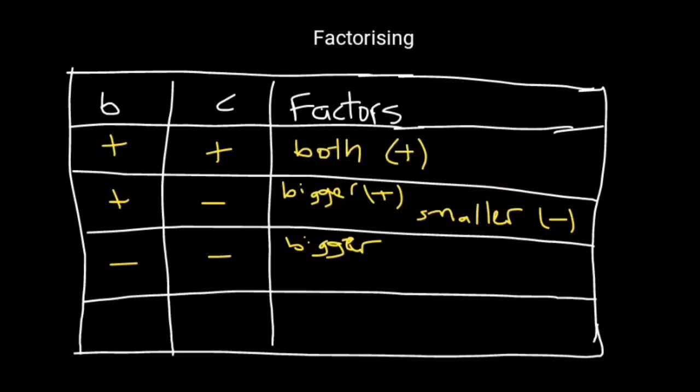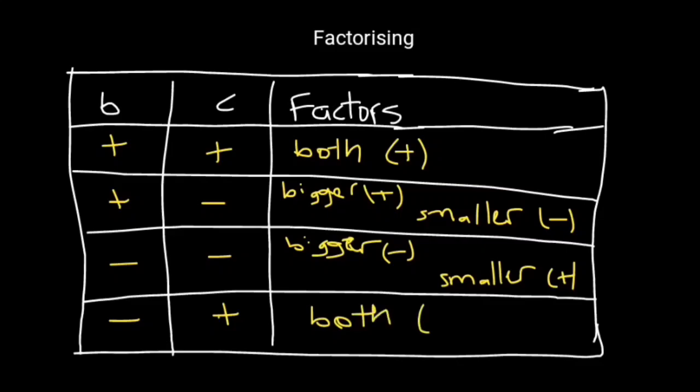If we have a b value of a negative and a c value of negative, then our factors, the larger factor would have to be a negative and the smaller factor would have to be a positive. Lastly, if our b value is negative and our c value is positive, then both of our factors would have to be a negative.